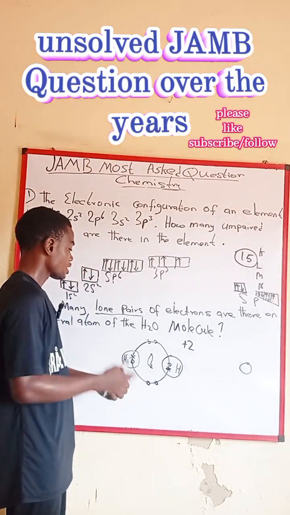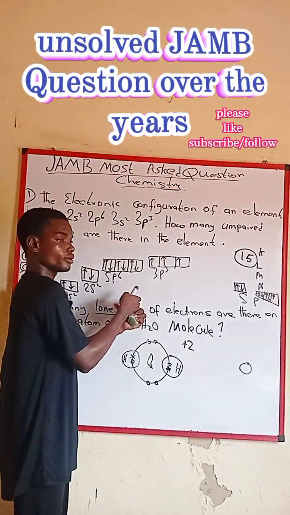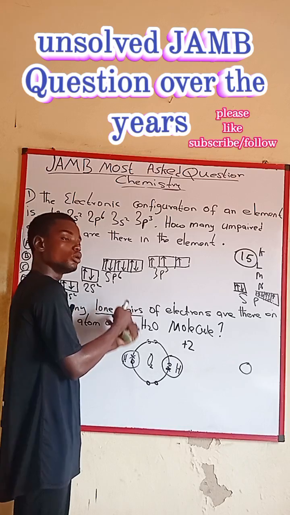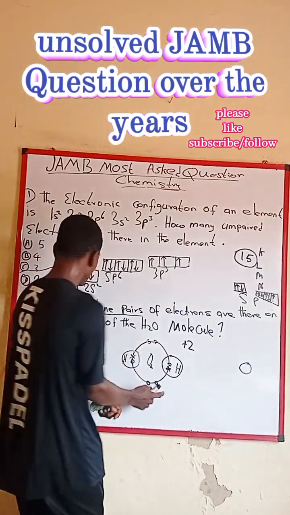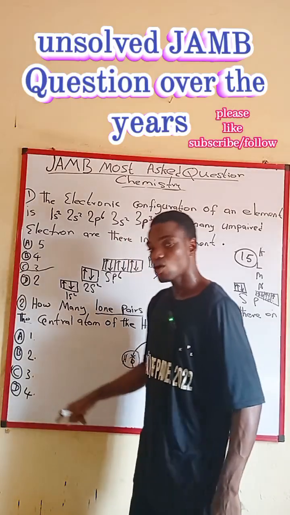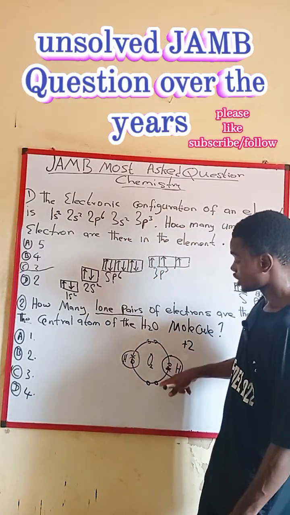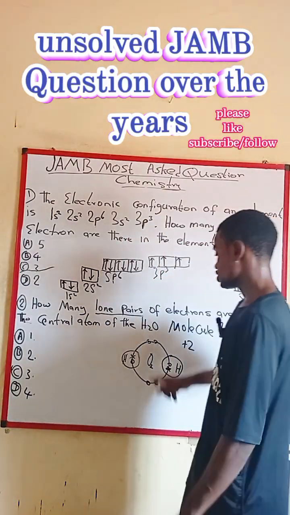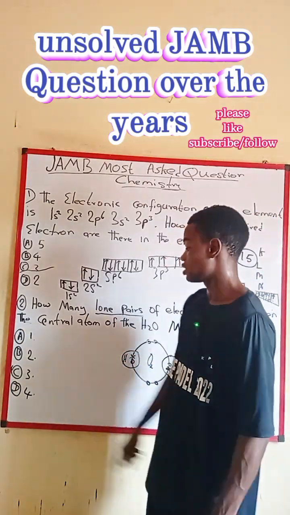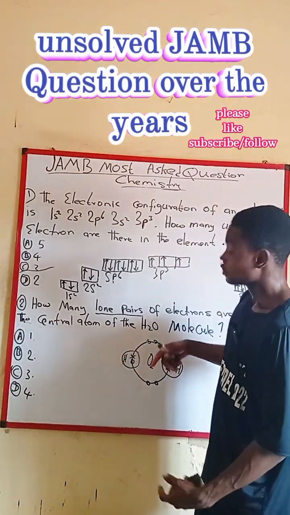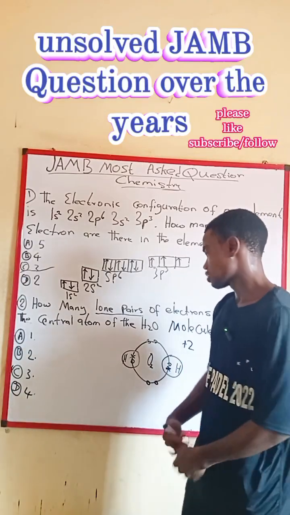But the question now, look at how many lone pairs. How many lone pairs? Is it 1, 2, 3, 4 like this one? Or is it 1, 2, 3 for here? Or is it 1, 2 for here? Or is it 1, just like you can see? Which of these is correct?